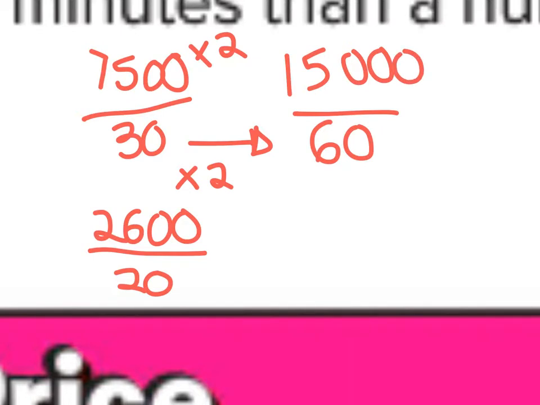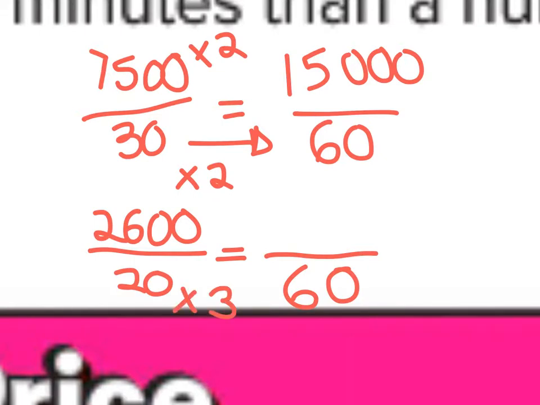Let's do the same for the bottom. For the babies, we have to bring it to 60 minutes. And what did we do to the 20? We had to multiply it by 3. 20 times 3 is 60. You see? So you have to do the same to the numerator. Times 3. And 2,600 times 3 is going to be 7,800. My mistake.